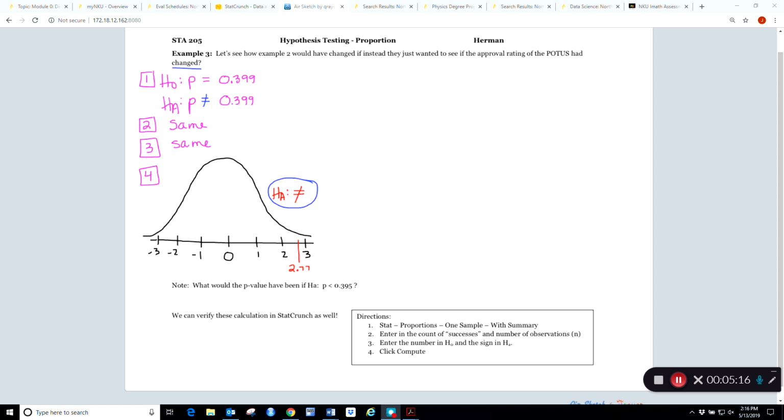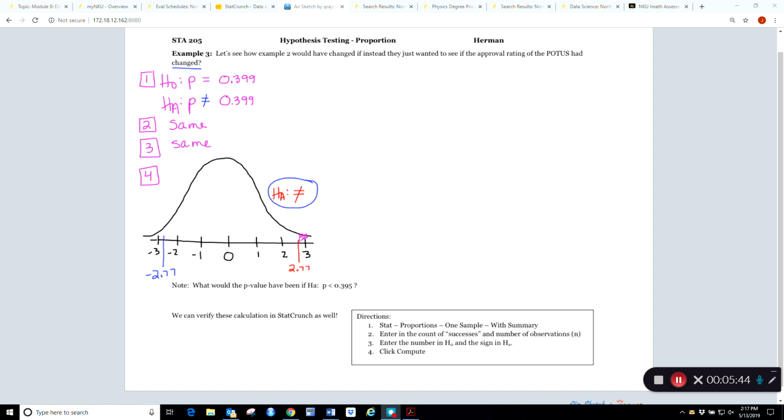And when I do a one-tailed test, that direction is very important to me because I'm only looking in one direction. But when I'm doing a two-tailed test, I don't care if you're above the mean or if you're below the mean. It makes no difference to me. So if I'm going to look 2.77 standard deviations above the mean, I've also got to look at being 2.77 standard deviations below the mean.